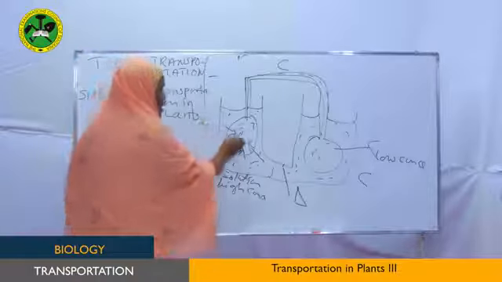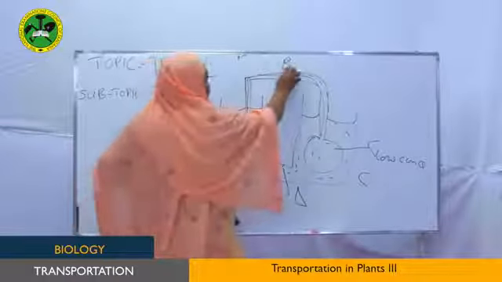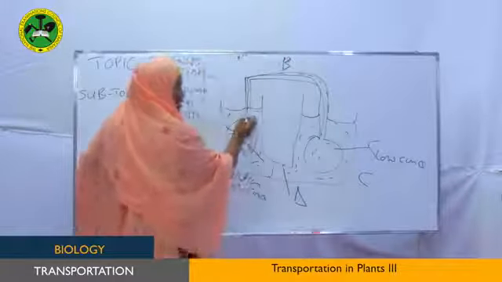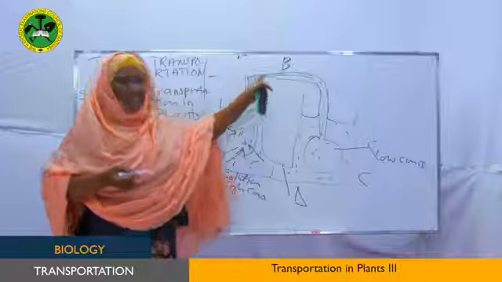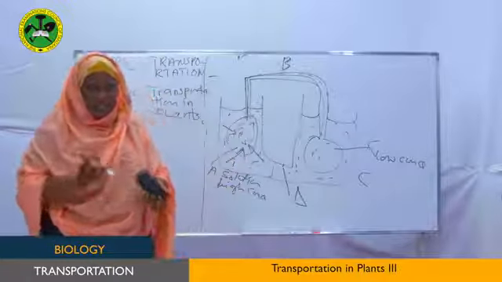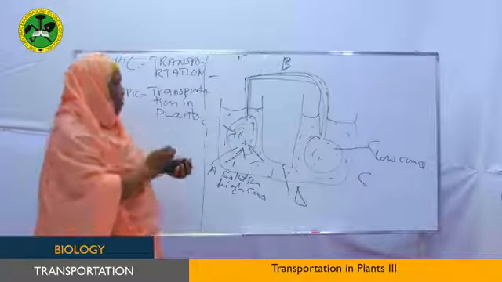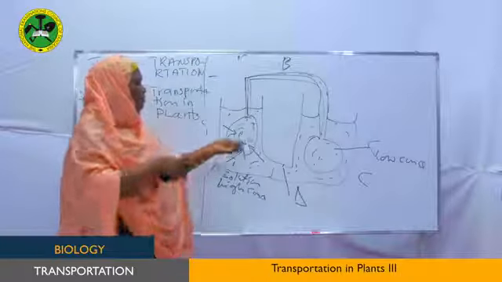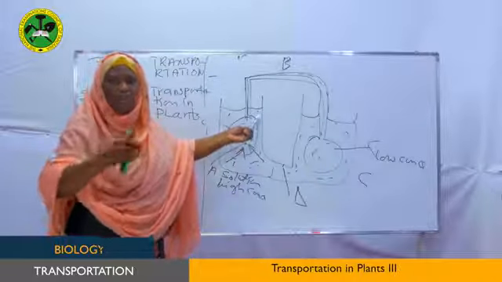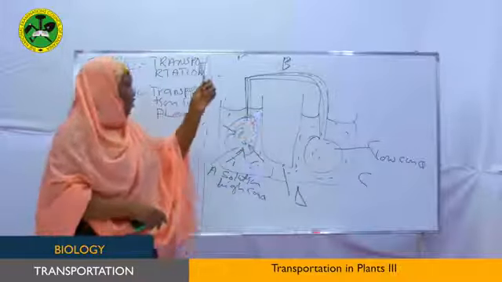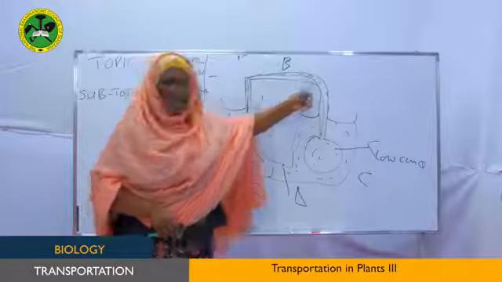this ABC. It creates pressure in A, B, C. A is this one, B, this tube, C, this one. So hydrostatic pressure here is created. The hydrostatic pressure which is created there makes materials which are found in A move, or be transported, from A to C through B.